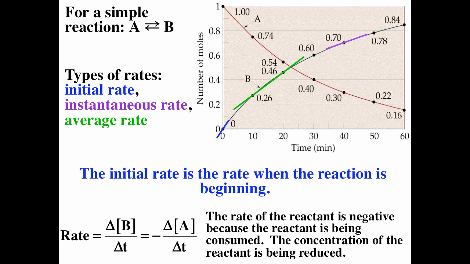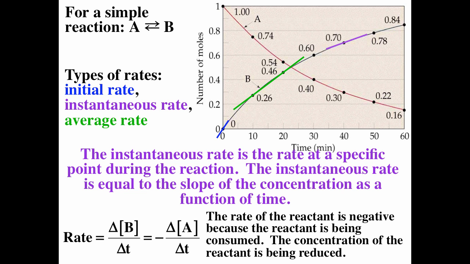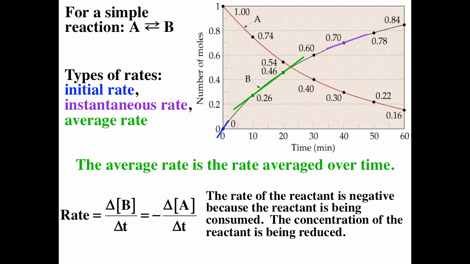The instantaneous rate can be determined at any point, and instantaneous rate is just the slope of the line where we have concentration versus time. And so instantaneous rate can be determined at any point. Again, initial rate is an instantaneous rate, but it's defined at the beginning. And then the average rate is the rate over some period of time.